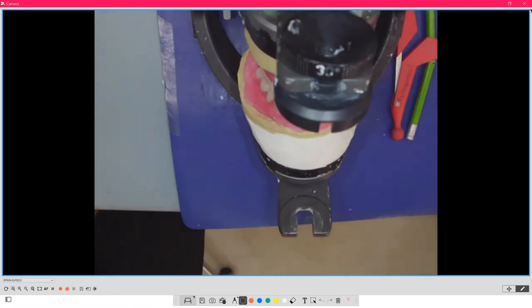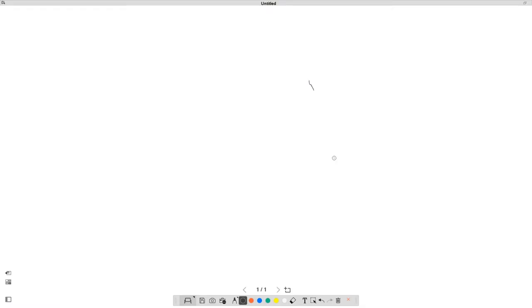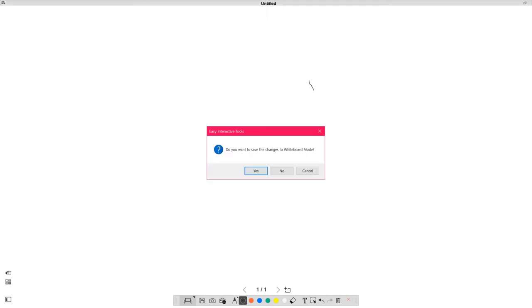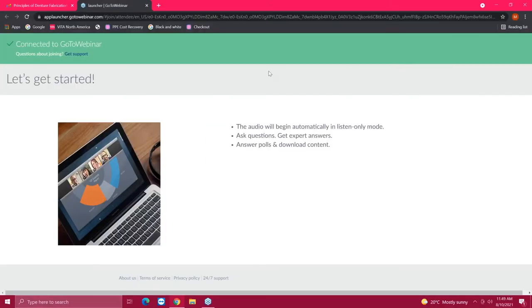You had talked about a case where you came to the conclusion by the chew cycle to open up and have an overjet overbite of 5 millimeters. The question is, how did you determine the 5 millimeters?